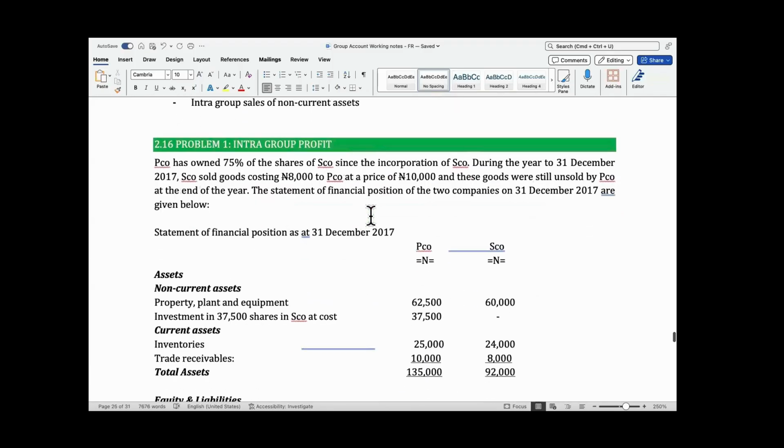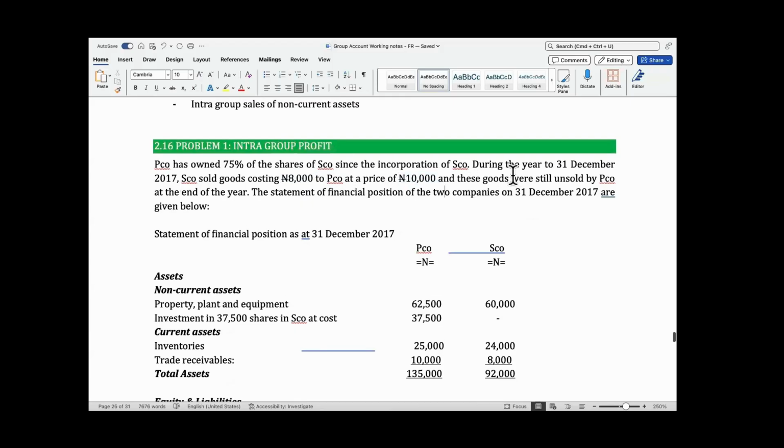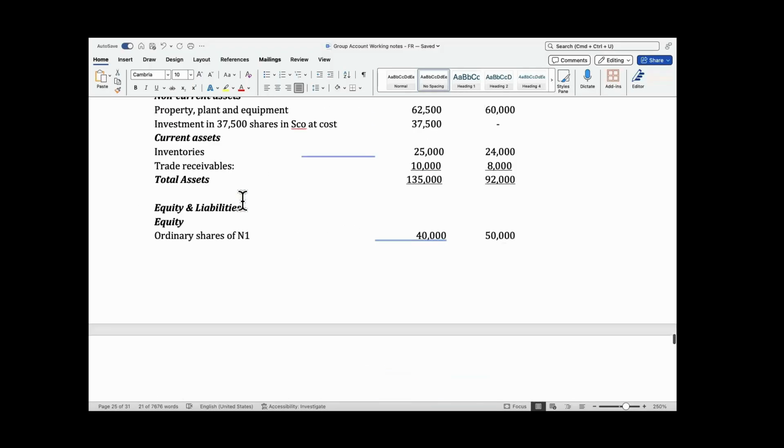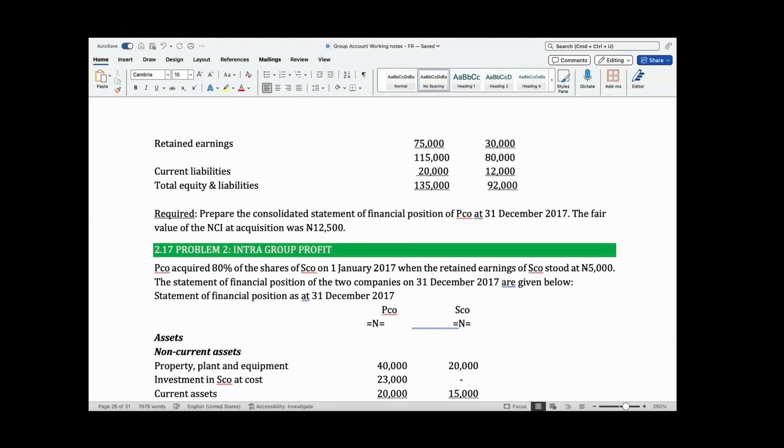Okay, so the major thing here was that they sold goods. ESCO sold goods to PICO, goods that cost 8,000, and he sold them at the price of 10,000, and these goods were still unsold at the end. So let's cancel that out.